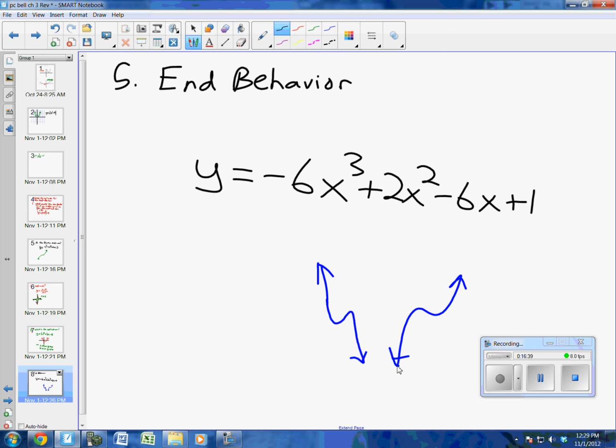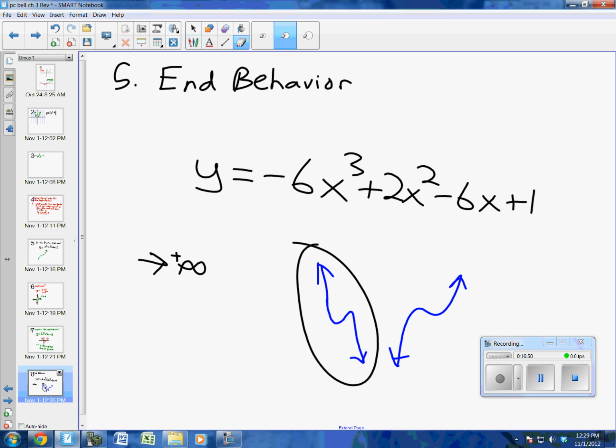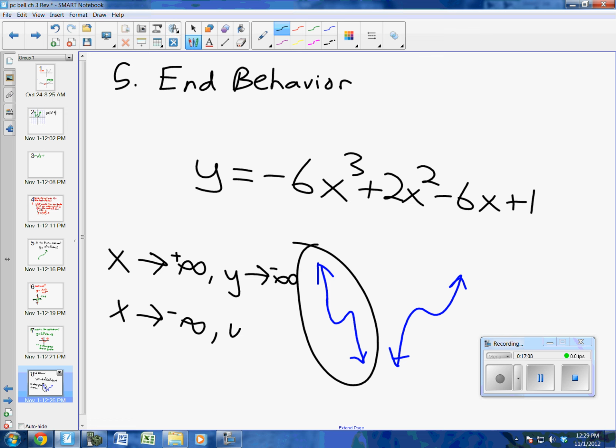Okay, it's this one right here, right? As x approaches positive infinity, right? Because we're talking about what the x is. As x approaches positive infinity, y approaches negative infinity, right? Because it's going down. As you move right, the function is going down. Okay, right here again. As x approaches negative infinity, that means as it goes left, y approaches positive infinity.